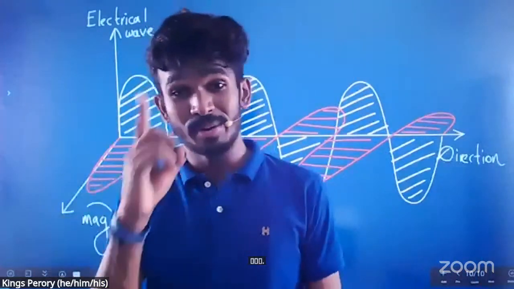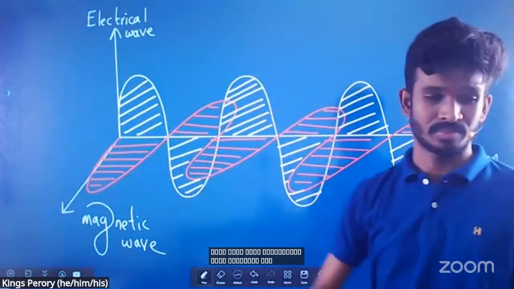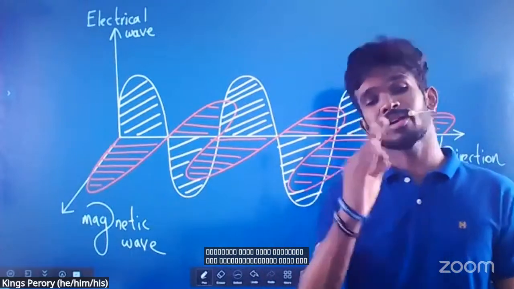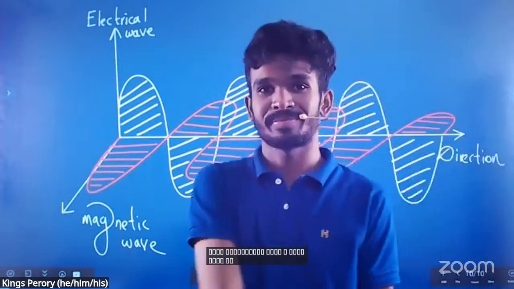Okay, so both are perpendicular to each other. Even their direction of propagation is perpendicular to both of them. This is how electromagnetic waves propagate. Now I'll tell the definition.